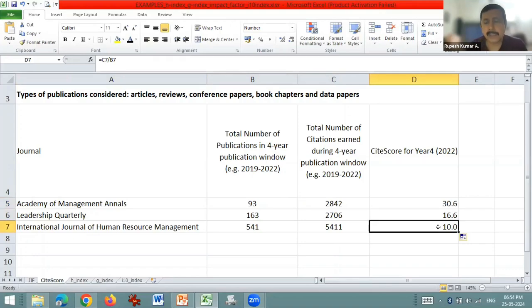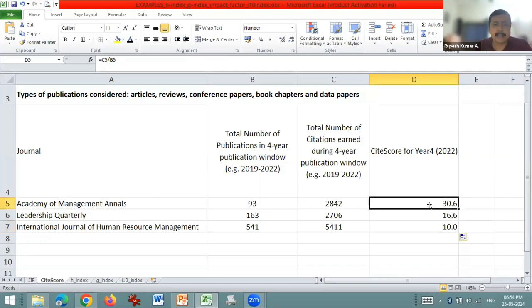Now here also, it helps an author to make a decision on the submission. So if you are given an option, if you are a researcher in management, commerce, and allied subjects, and you want to submit an article to a journal, then you would more likely consider Academy of Management Annals because its site score is 30.6. You would prefer this over the other 2, 16.6 and 10. So this is how site score is calculated.